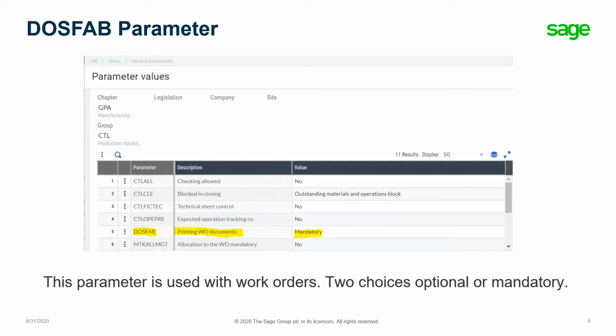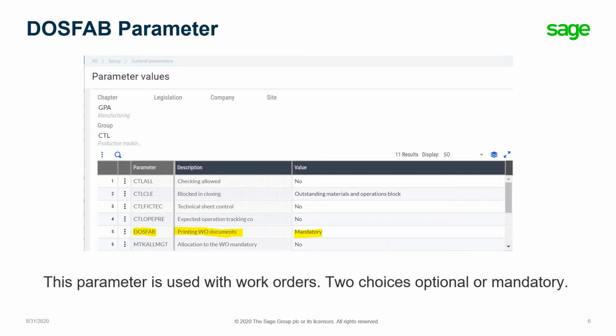If we go to Setup, General Parameters, and Parameter Values, go to the GPA Manufacturing chapter, then to the CTL Production Tracking group, we'll find the parameter DOSFAB. This parameter is used to define if it's mandatory or not for the reports to print in the production folder for a work order. If it is set to optional, it is possible to enter the work order tracking even if the documents in the production folder have not been printed.